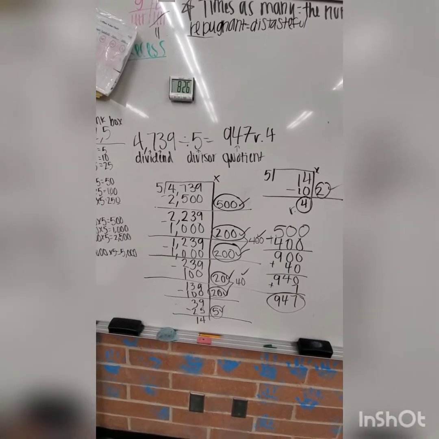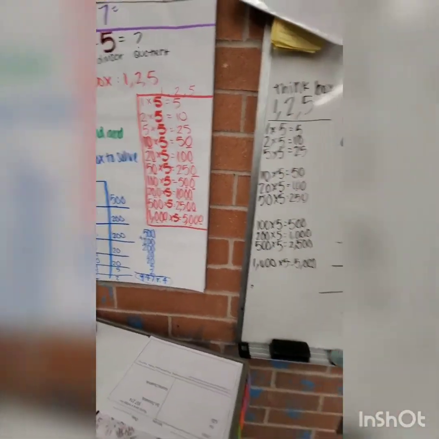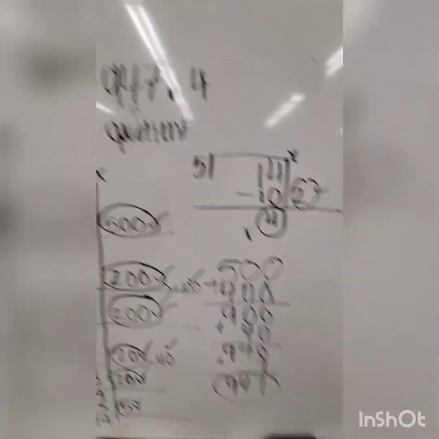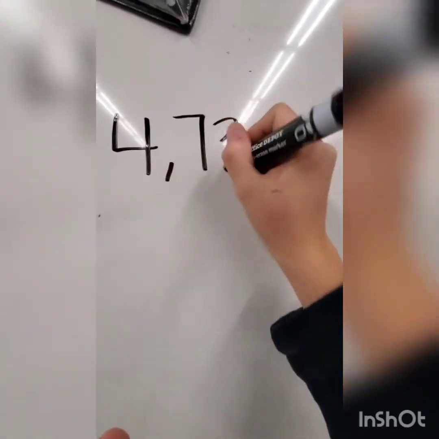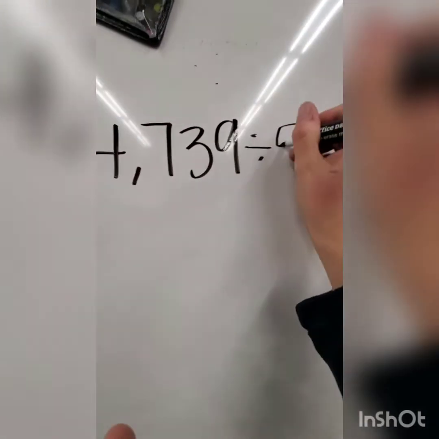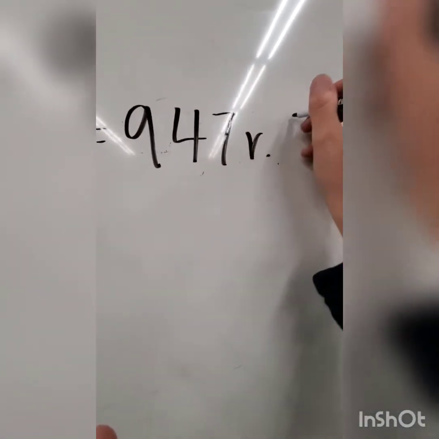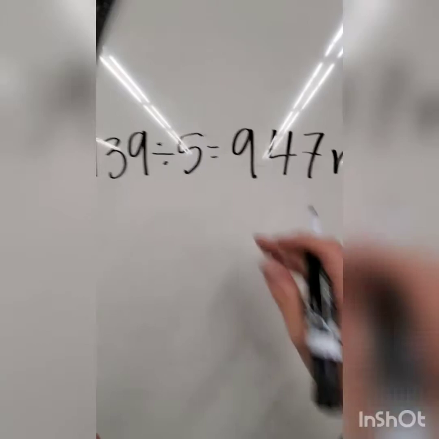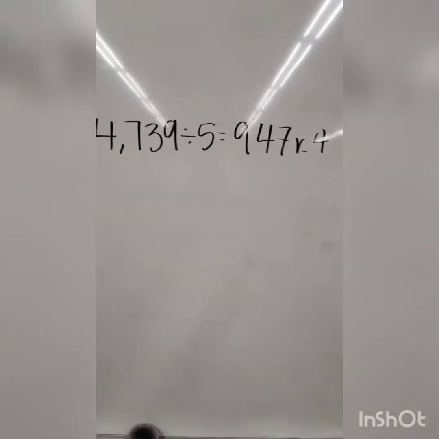And students always know they need to check their work in order to make sure it is correct. We don't just go with it and say, okay, that's correct. We actually write it out. We go 4,739 divided by 5 equals 947 with a remainder of 4. And we call it kind of like Stranger Things in the upside down world, but it's Stranger Math.